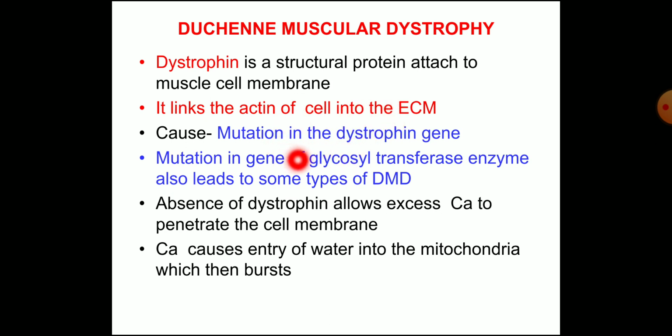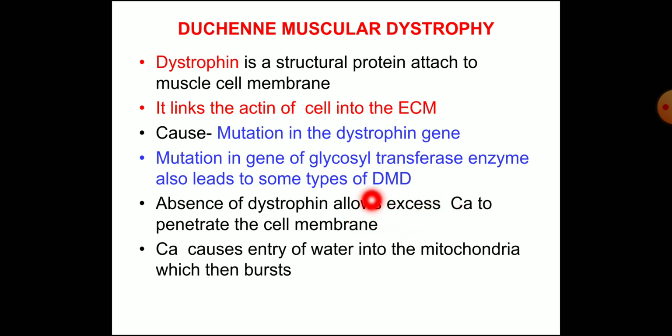The cause for DMD is mutation in the dystrophin gene, and mutation in the gene of the glycosyl transferase enzyme also leads to some varieties of DMD. So it is either a mutation of the dystrophin gene or of the gene which codes the glycosyl transferase enzyme. Absence of dystrophin allows excess calcium.